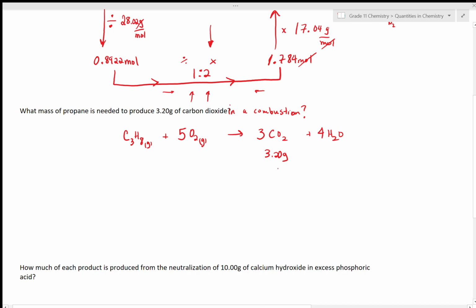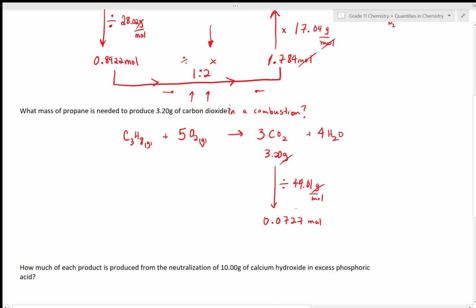And so in order to do that, I must do exactly what we were doing before. We're going to switch the number of grams into moles. And so in this case, I'm going to divide by the molar mass of carbon dioxide, which is 44.01 grams per mole. Again, grams over grams per mole will produce moles, and I end up with 0.0727 moles here.